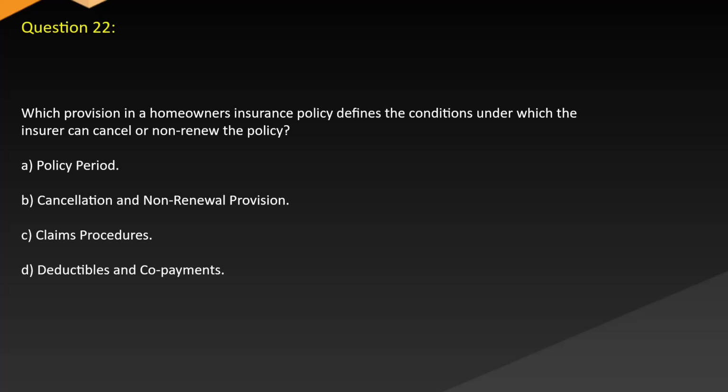Question 22. Which provision in a homeowner's insurance policy defines the conditions under which the insurer can cancel or non-renew the policy? A. Policy period. B. Cancellation and non-renewal provision. C. Claims procedures. D. Deductibles and copayments.